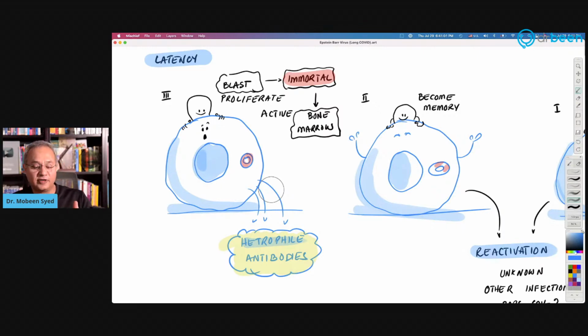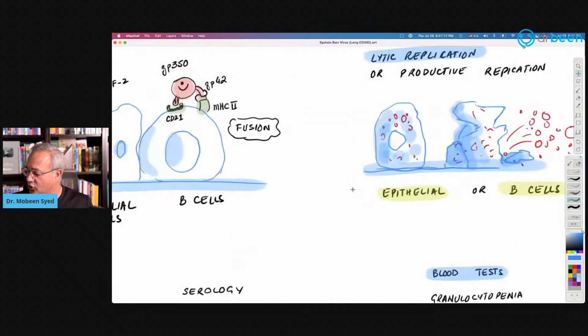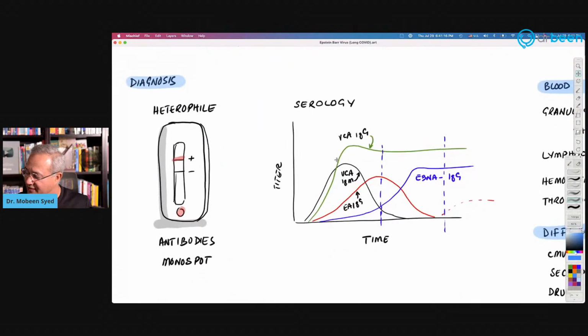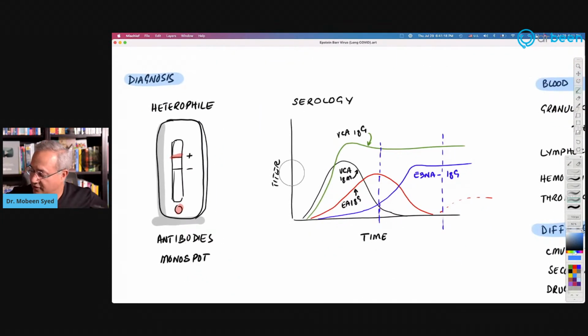But still, if it is negative, then that rules out EBV with the serology. So this is a very, very interesting thing. Now let's continue to see. I hope you're enjoying this little talk about the naughty Epstein-Barr virus.